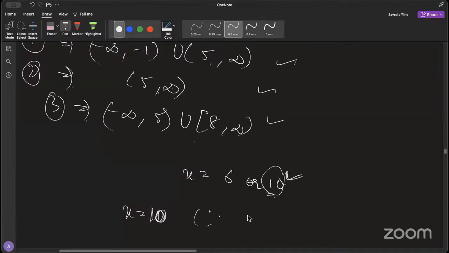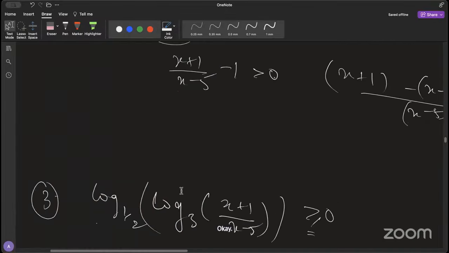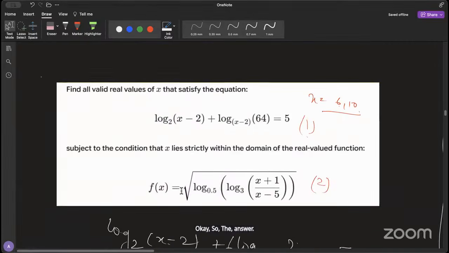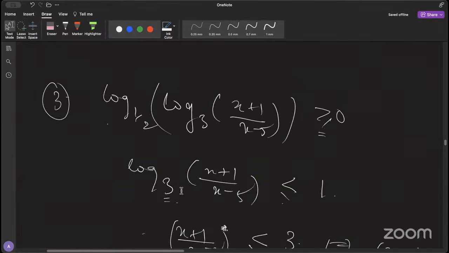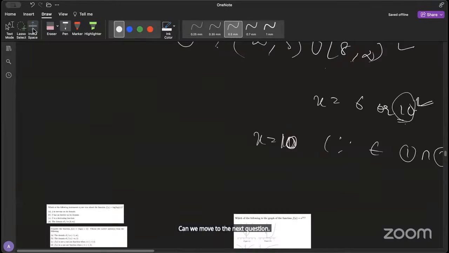Because it belongs to 1 intersection 2 intersection 3. Okay. So the answer, there were no options, right? So the answer is 10. Can we move to the next question if this one's fine? Yes, ma'am.